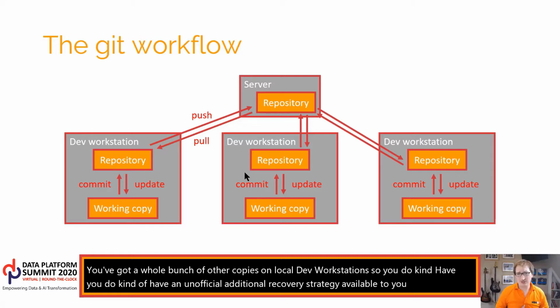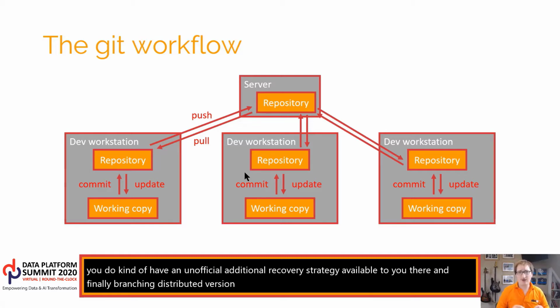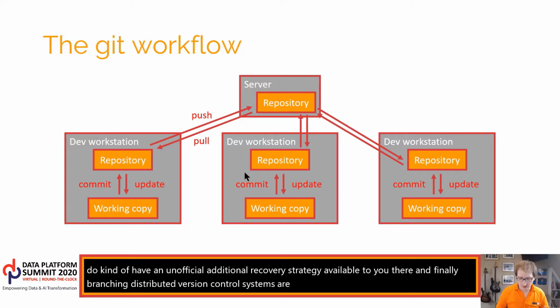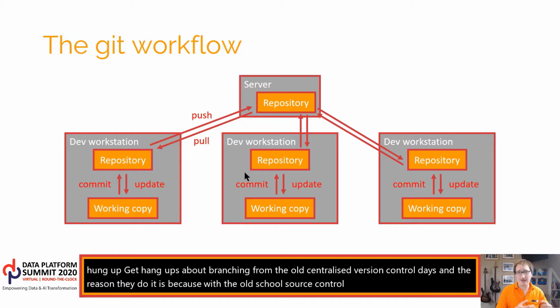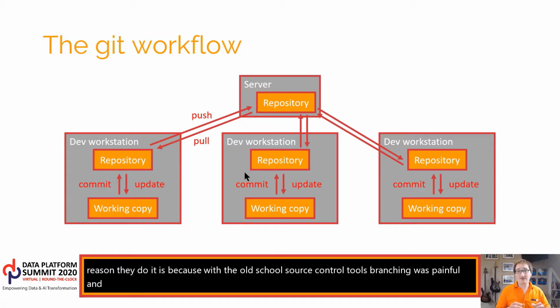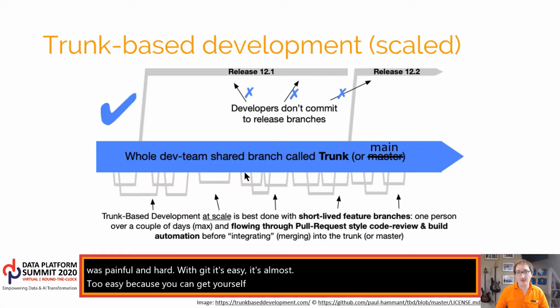And finally, branching. Distributed version control systems are amazing at branching. And a lot of people get hang-ups about branching from the old centralized version control days. And the reason they do it is because with the old school source control tools, branching was painful and hard. With Git, it's easy. It's almost too easy because you can get yourself into problems, which is why I recommend trying to be a little bit strict about how you do it.